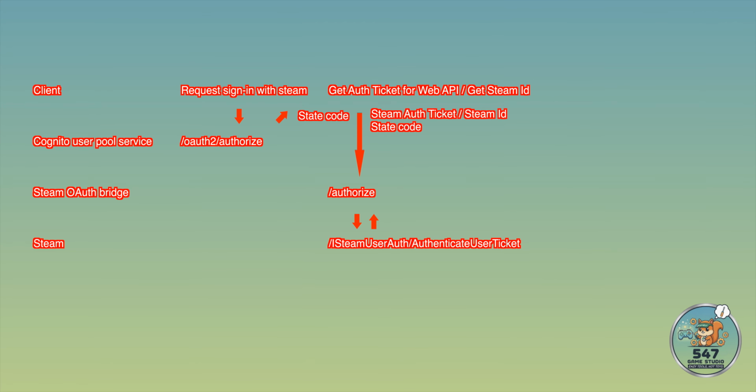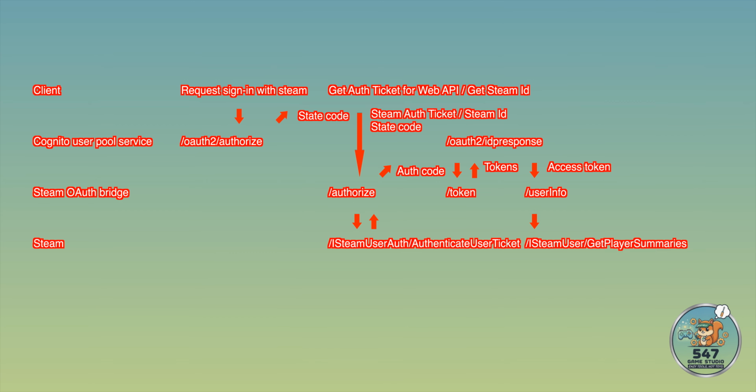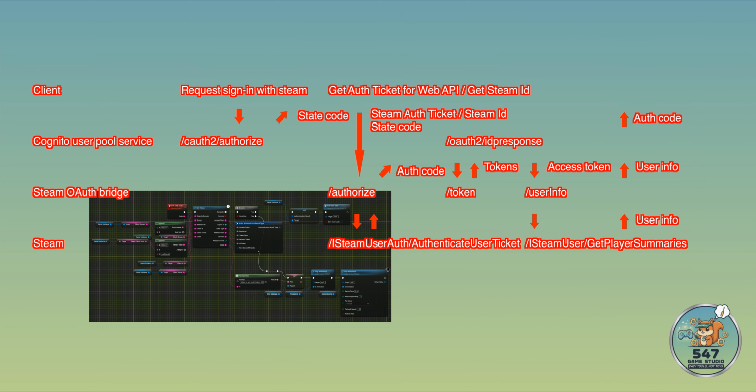It verifies the ticket with Steam's Web API, communicates with the Cognito user pool, and manages the exchange of access, ID, and refresh tokens. If it's a first-time login, Cognito automatically creates the user with an external provider status. Finally, you get your Cognito auth code to exchange for tokens at the endpoint.